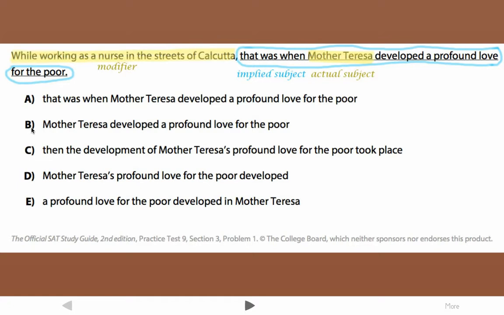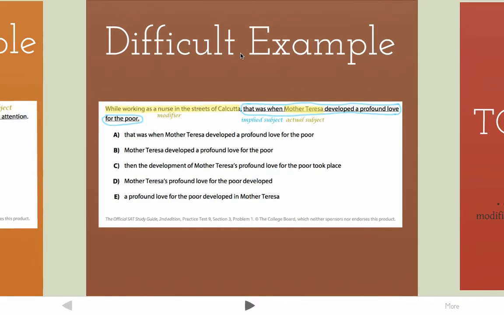So don't be confused with the structure that was when. As long as we know the actual subject is not the thing that's immediately following the modifier, we need to change that. We need to move the actual subject right there. So now that we've looked at 3 different examples of varying difficulty of what misplaced modifiers look like on the actual test, you're pretty much set. You know what they look like and you know what to do when you see one.